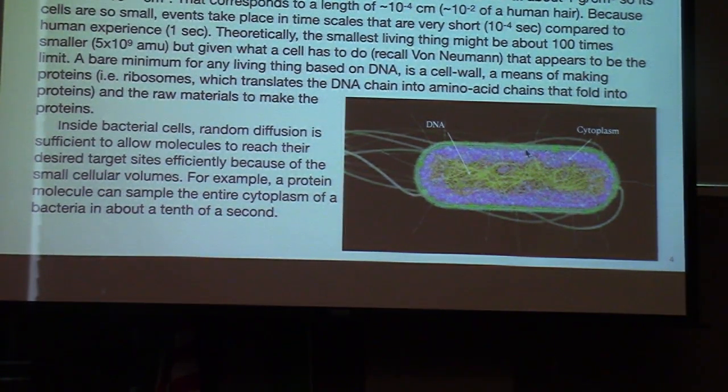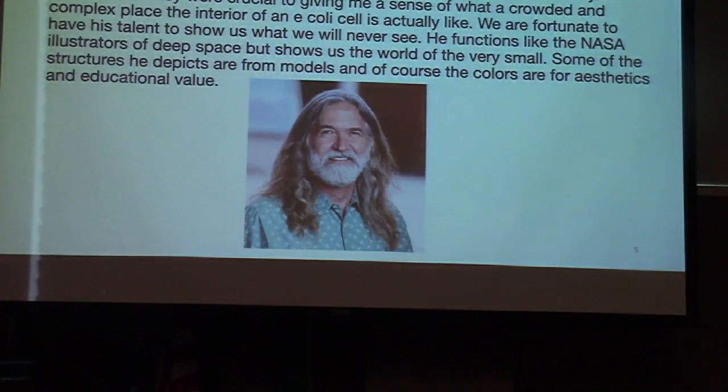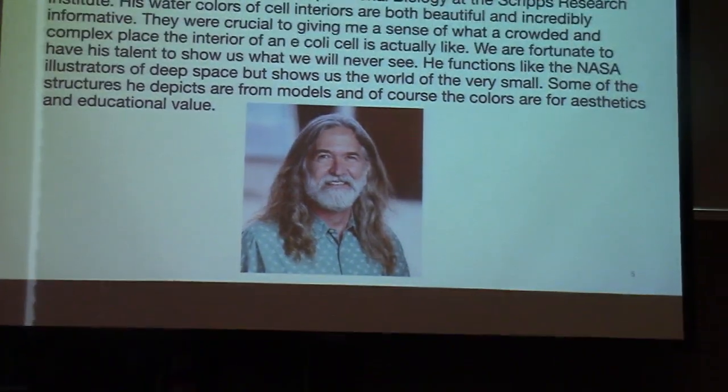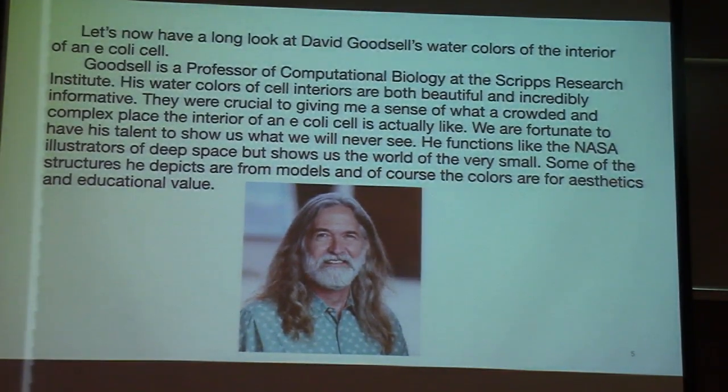And this is a picture we'll be seeing more of. This is an E. coli cell wall, the DNA inside it, and the cytoplasm, which we tended to think of as kind of simple stuff. But thanks to this man, David Goodsell, he's a biologist, a professor of computational biology at the Scripps Research Institute. He's also a painter, and thank God for him. He is able to paint in watercolor what these cells look like.